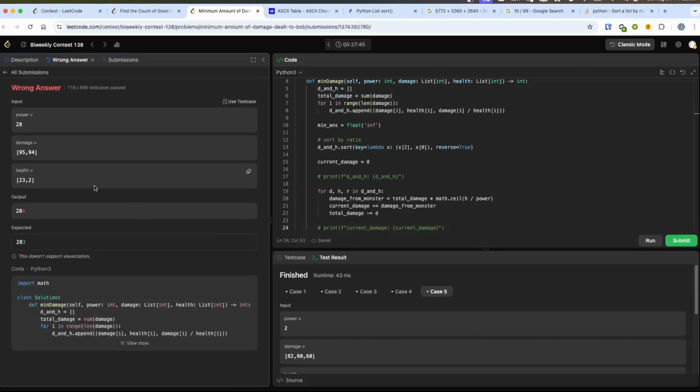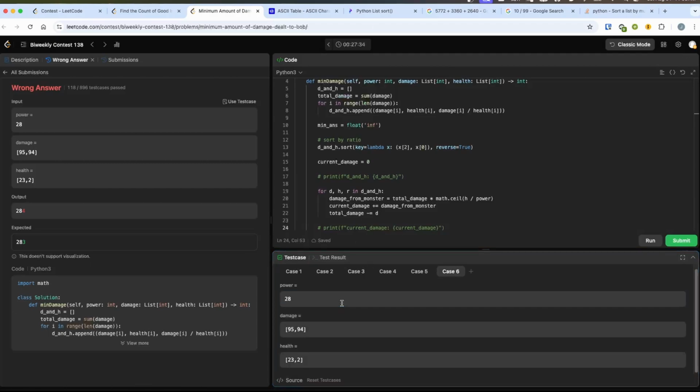Damn. So close. So we want 284, we got 283. The health to damage ratio, health to power. A ratio of health to power.